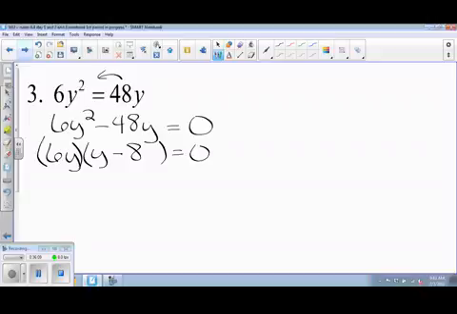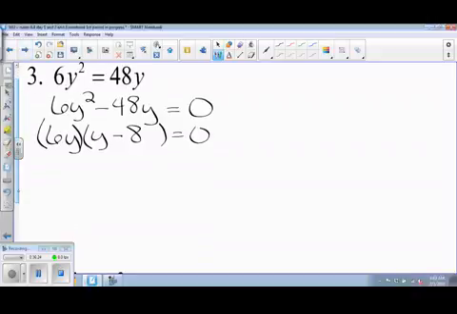Now, the exponent tells you how many answers you'll end up getting, your highest exponent. So I know for this problem, I should have 2 answers. There will be 2 places that this problem crosses the x-axis. Okay? And so, we take 6y, set it equal to 0. 6y equals 0. And then y minus 8 equals 0. So you set each factor equal to 0 and solve.